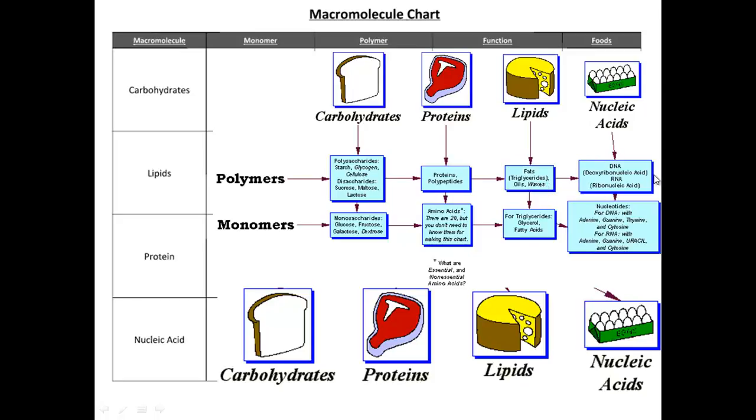And then DNA, deoxyribonucleic acid, and RNA, ribonucleic acid, are the polymers, and the monomers are adenine, guanine, thymine, cytosine, or adenine, guanine, uracil, cytosine, which make up the DNA and the RNA, and what makes up life.